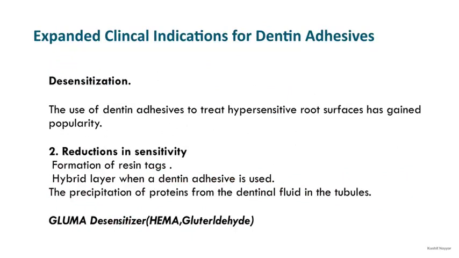What are the expanded clinical indications for these dentine adhesives? We can use them for desensitization. Why and how? Because these bonds can be used to treat hypersensitivity of the root surface. You just apply it on the surface, and it occludes the tubules, and upon curing it forms a barrier, so nothing goes in and out.